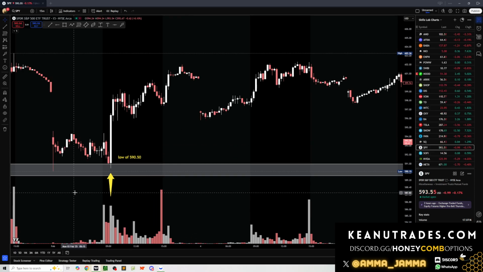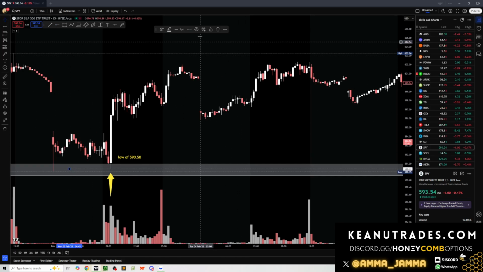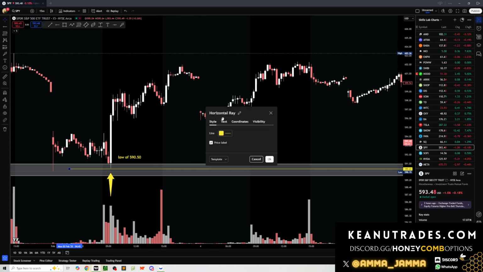So what does that mean? That means at exactly 590.50, there are orders sitting just below that area. I'm not talking about way below that area. I'm talking about just below that area.